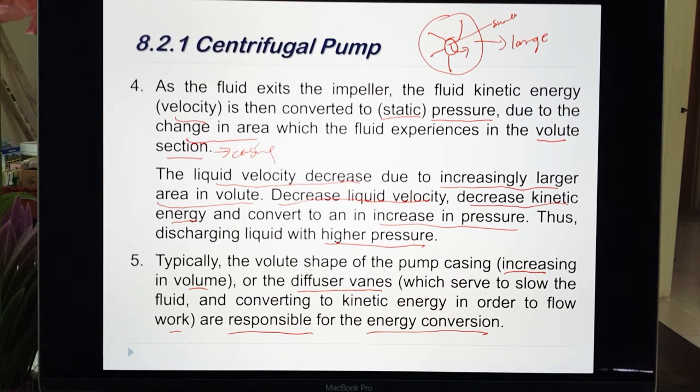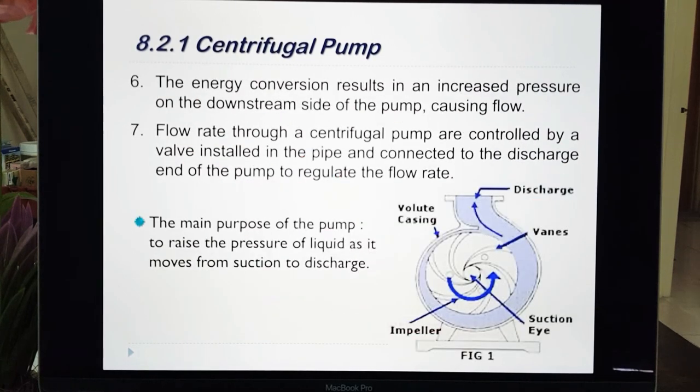So what are the factors responsible for energy conversion? One is the volute shape, because it goes from a small area to a larger area. Then we have the diffuser vanes, which slow down the fluid and convert its kinetic energy in order to ensure that the fluid flows. The energy conversion results in an increased pressure on the downstream side of the pump, which causes the fluid to flow.